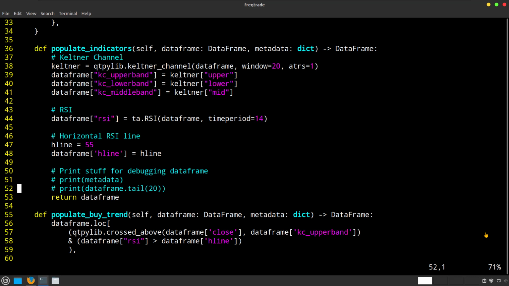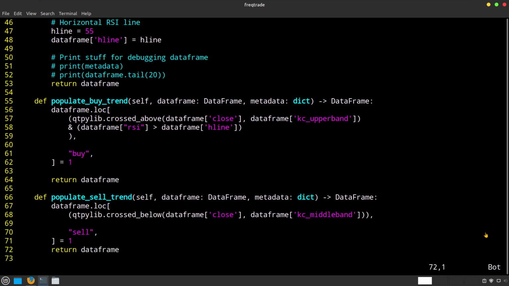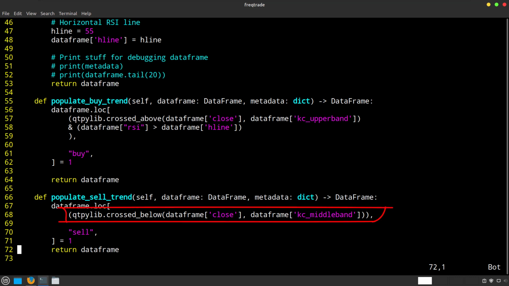The buy and sell settings are also quite straightforward. The buy signal happens when the ta-lib library detects that the close price of an asset closes above the Keltner upper band, and also extra confirmation the RSI should be above the H line level to validate the signal. As you saw earlier, this was my initial 55 level. The sell signal only triggers when the ta-lib library detects that the price closes below the Keltner middle band, and this middle band is actually the simple moving average.